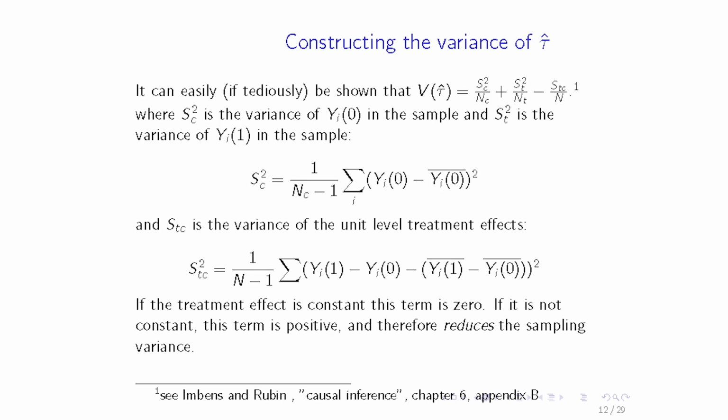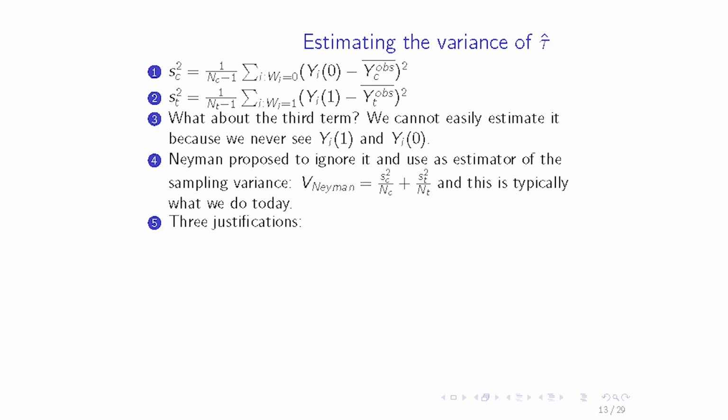That's a little bit unfortunate, but a simple solution is to say that it's not there. So what Neyman proposes is to ignore the third guy entirely and use as estimator of the sampling variance for tau just the first two terms. This is what we do today. There are other things you could do, but this is certainly what people do most consistently. There are three justifications for that.